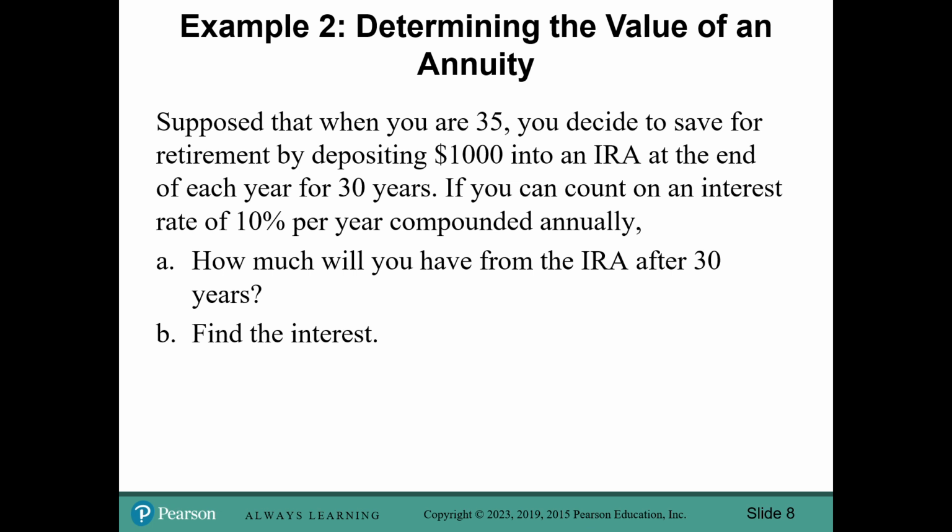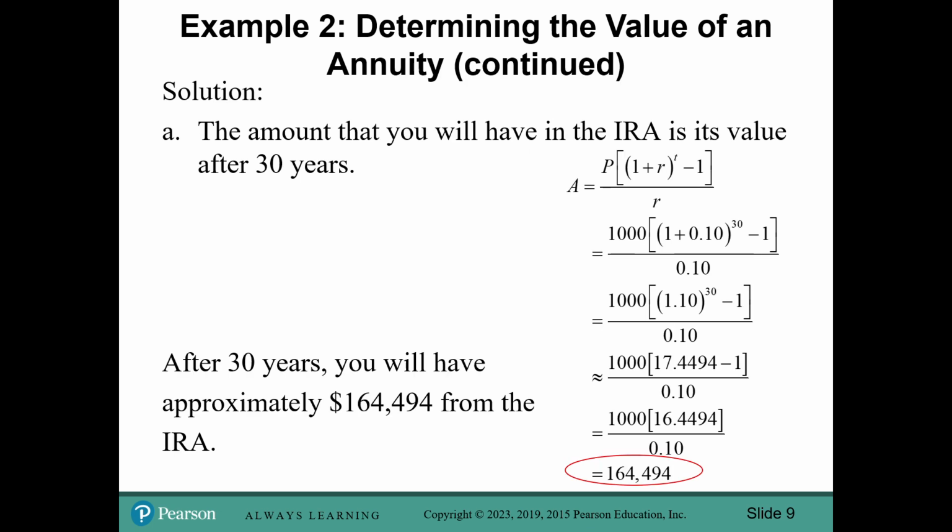If you can count on an interest rate of 10% per year compounded annually, how much will you have from an IRA after 30 years? Okay, so we're depositing $1,000 into an IRA for 30 years. We want to know how much we will have in that IRA after 30 years. Okay, and then we're going to find how much of that is the actual interest.